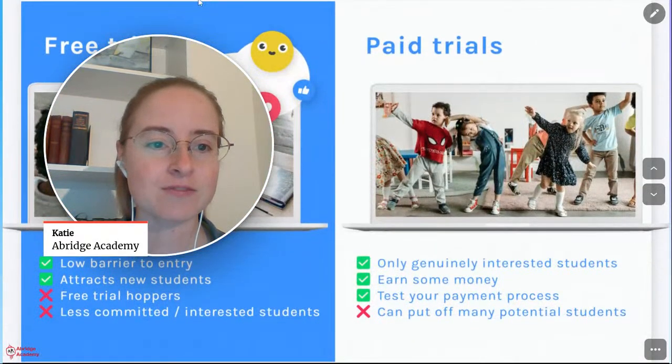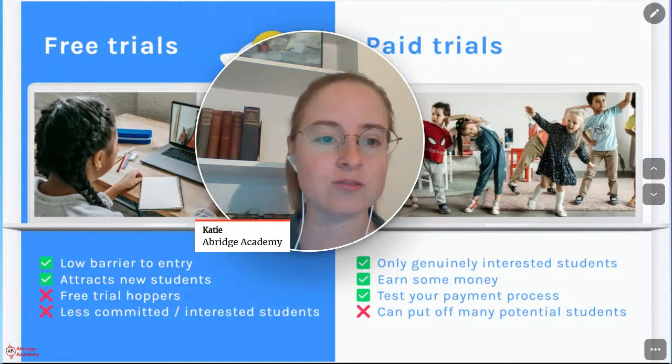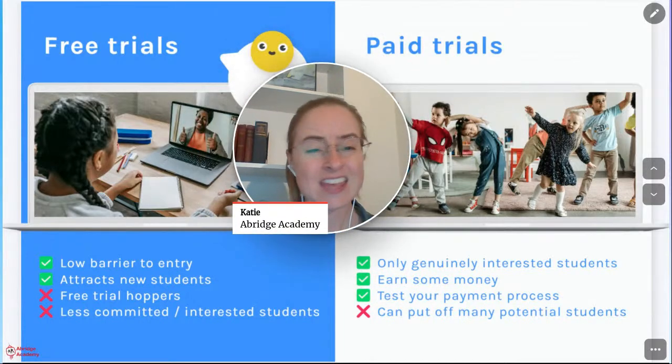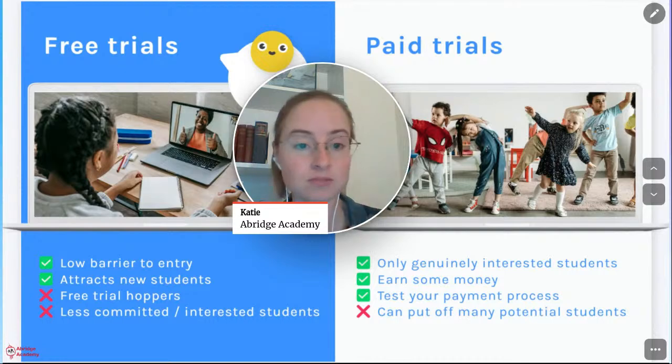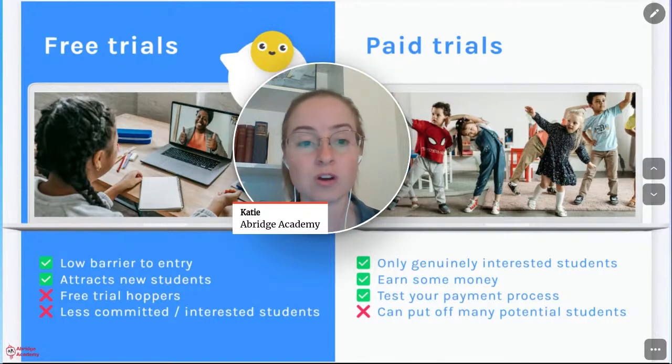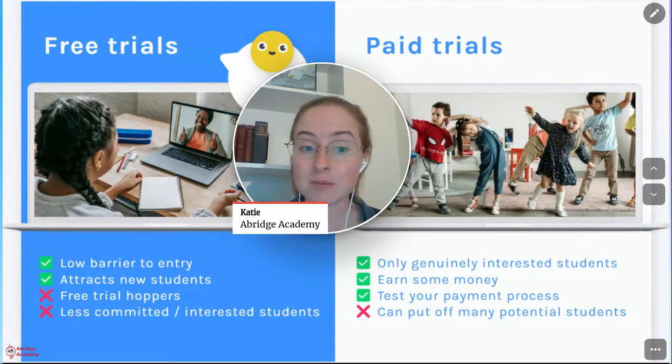Right, so let's compare free trials versus paid trials. Firstly, free trials. As I said, there is a place for these and there's a reason those big companies do them. There's a low barrier to entry. They don't have to faff around trying to find their credit card. They don't have to fill out some kind of registration form or their details in order to purchase the class. Very easy for them to book classes with you. Book the trial class, no effort whatsoever. It attracts new students and in itself can be appealing.